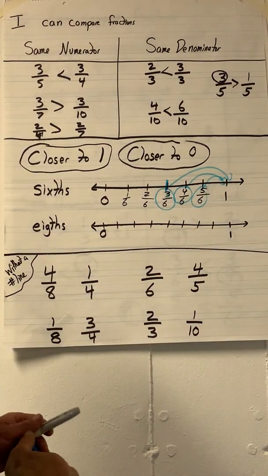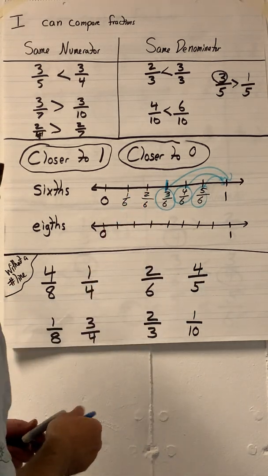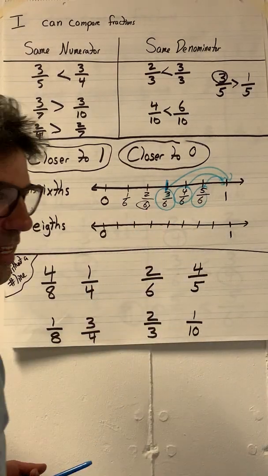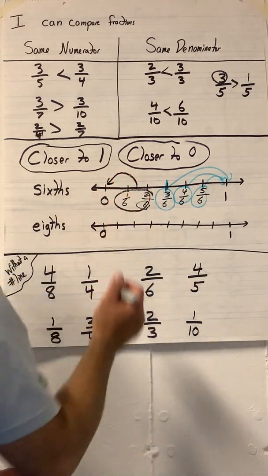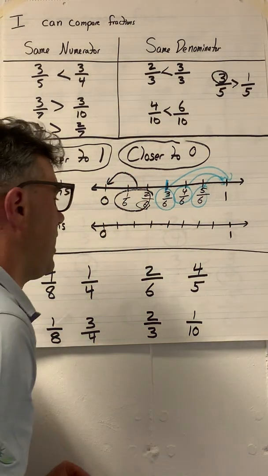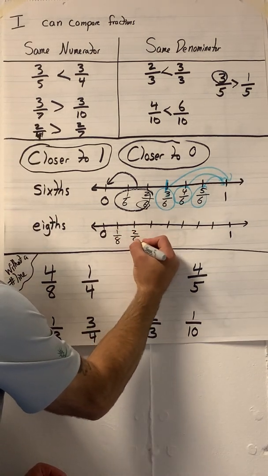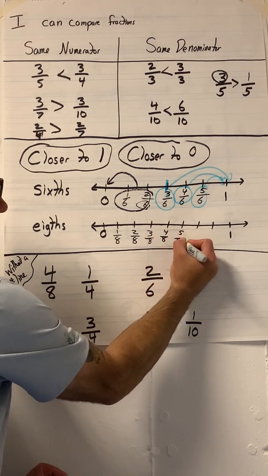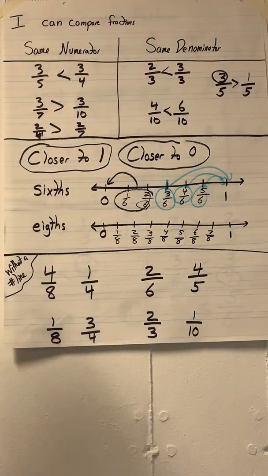And then the ones that are less than half, so 2/6 and 1/6, since 2 is less than half of 6, 2/6 and 1/6 would go over to 0, okay? Next, eighths, right? So I got eighths. I got 1/8, 2/8, 3/8, 4/8, 5/8, 6/8, 7/8, and 8/8 or 1.